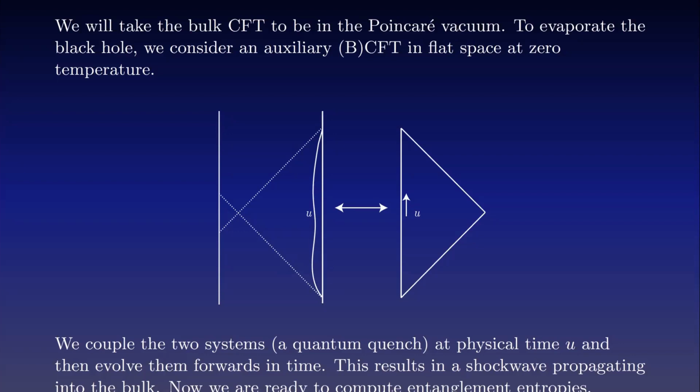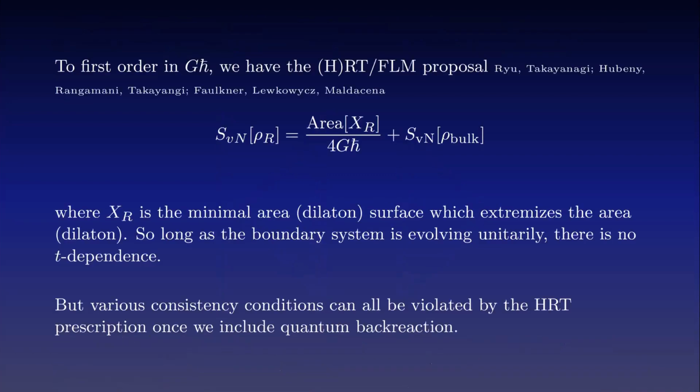We need a different ingredient here, which is, of course, holography. That's the main reason that we wanted to work with an AdS black hole in the first place. And so instead of using the Hawking version of the calculation, we're going to use a holographic prescription for computing entanglement entropy. So how do we compute entanglement entropy holographically?